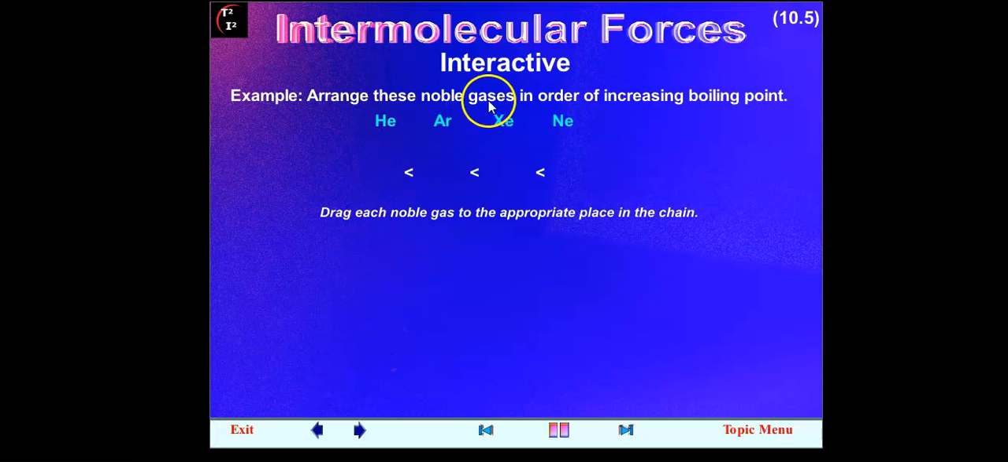Definitely, this is larger than this. Okay, arrange these noble gases in order of increasing boiling points. Increasing boiling points means from the lowest to the highest. If you look at them, look at the molar mass and the radius. The smallest is helium, followed by neon, then argon, then xenon.